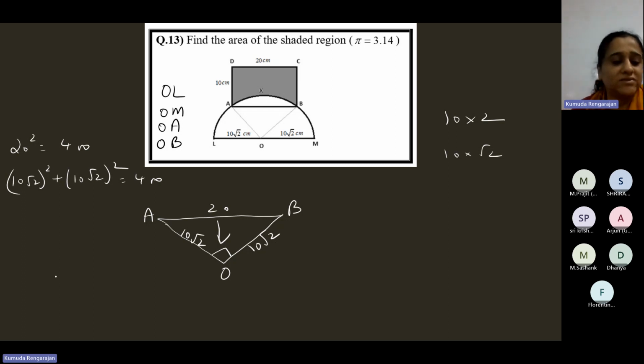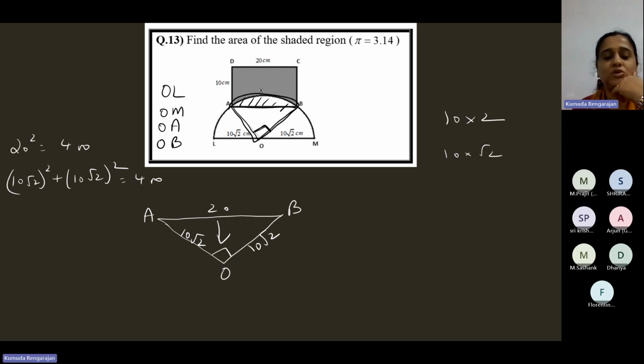So once you get the sector angle, it's easy. You should find the area of the sector. Area of the sector minus the area of the triangle will give you the area of the segment. Then area of the rectangle minus the area of the segment will give you the area of the shaded region. It's all about finding the sector angle. The sector angle is 90 degrees.